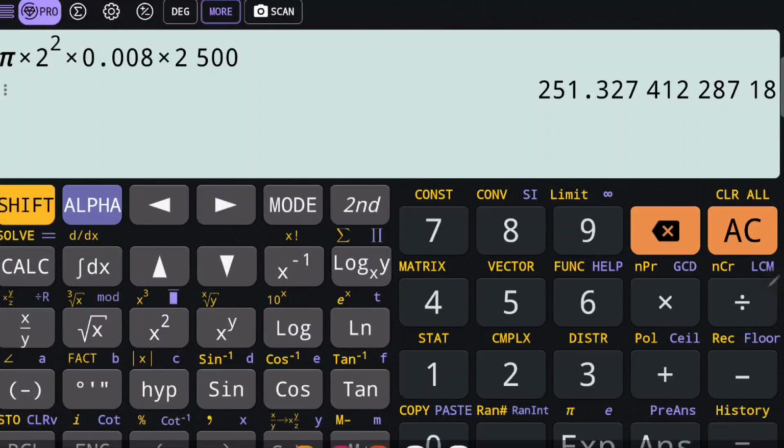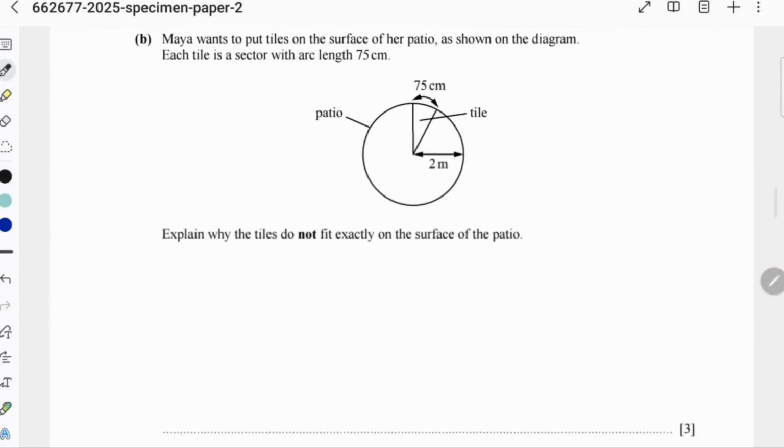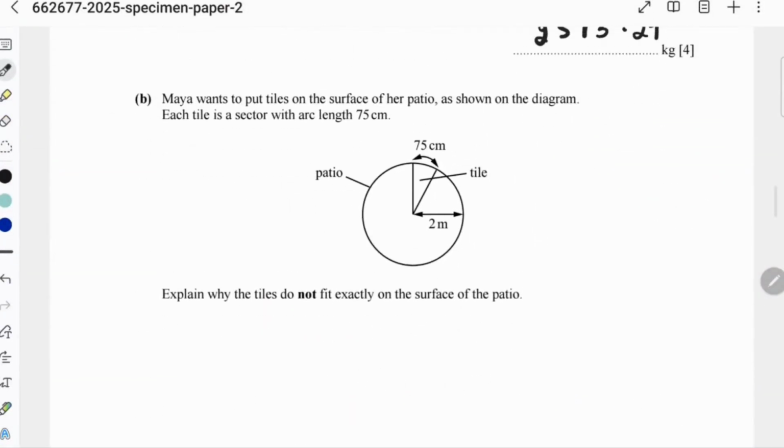Okay, so the next question is: Maya wants to put tiles on the surface of her patio as shown in the diagram. Each tile is a sector with arc 75 centimeter. Explain why the tiles do not fit exactly on the surface of the patio. Okay, fine. If the number will be coming in decimals, obviously it won't fit, because decimal numbers do not fit exactly in the pattern. So there will be some space left.